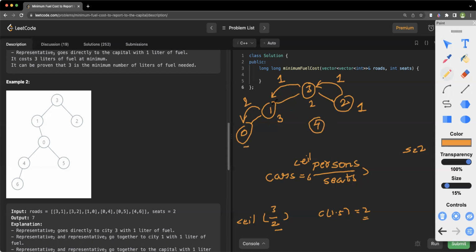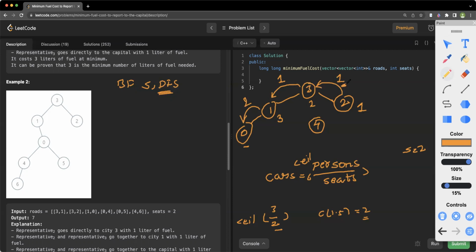What can we apply? We have two graph traversals, BFS and DFS. Since we are not asked for any shortest path or anything, we can simply apply DFS because it is easy to apply. While returning the DFS call, we can return the number of persons coming from this city to the next city.